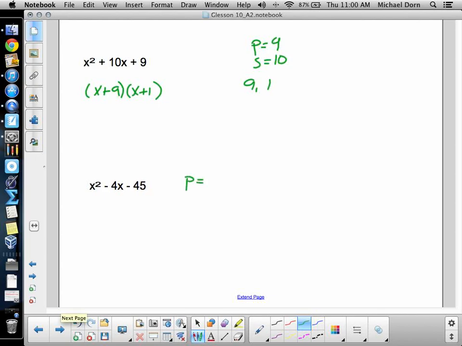Product has to be negative 45. Sum has to be negative 4. Two numbers multiplied to give me negative 45, add to give me negative 4. Negative 9 and 5. Because negative 9 times 5 is negative 45. Negative 9 plus 5 is negative 4. Again, how do we come up with that? It's a guess and check thing. And what numbers multiply to give me 45? 1 and 45, no. 3 and 15, no. 5 and 9, ah. So x minus 9, x plus 5.